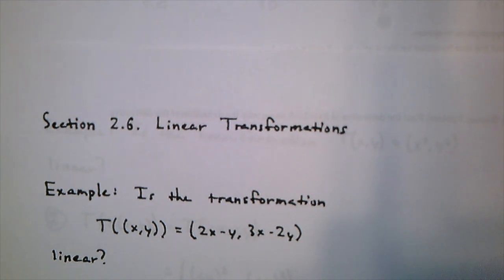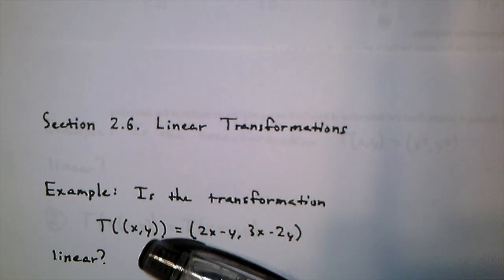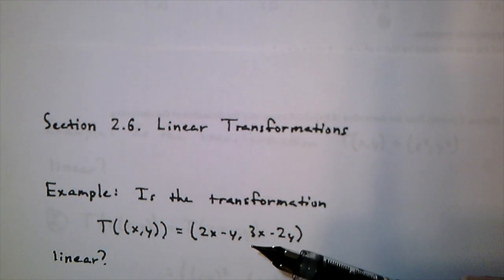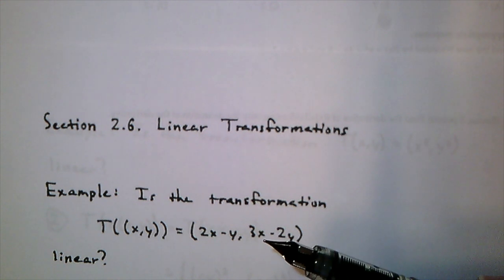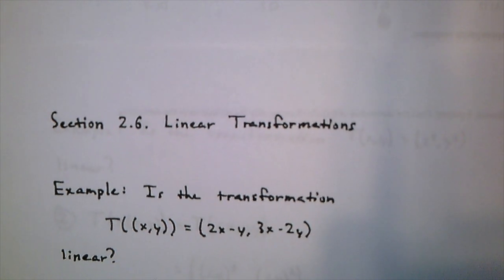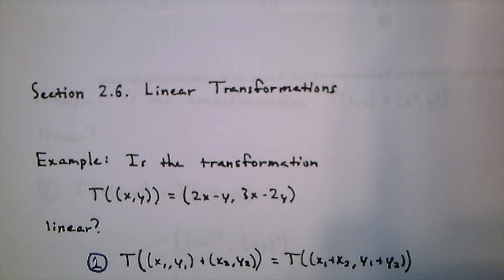In this video, we will solidify our understanding of linear transformations by working through two examples where we have to determine if a given transformation is linear. Let's start here. So here's my transformation. When I plug in a vector x comma y, here's the new vector that comes out: 2x minus y, comma 3x minus 2y. If we want to see if this transformation is linear, we have to check both properties for linear transformations.